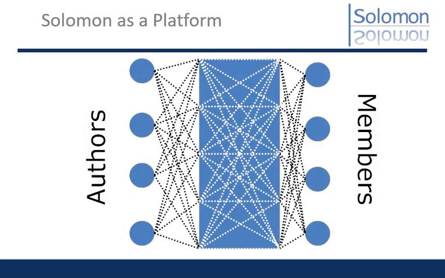In the same way eBay connects buyers with sellers, Uber connects passengers with taxis and Airbnb connects renters with property owners, Solomon connects authors with members. Solomon is the blue rectangle in the middle that connects the authors on the left and members on the right. As a platform, the Solomon system connects the 40 or so authors that have made unique contributions for the 40,000 subscribers.